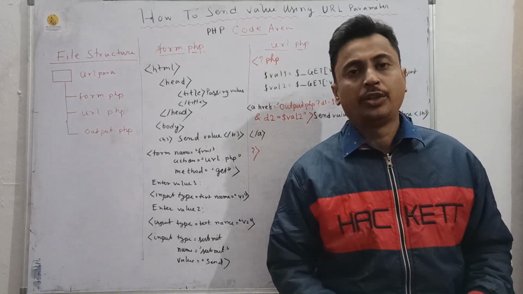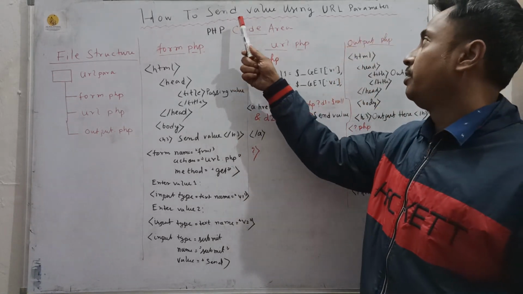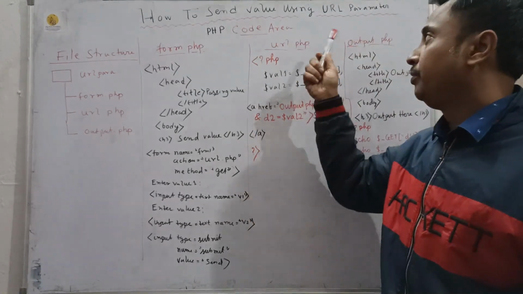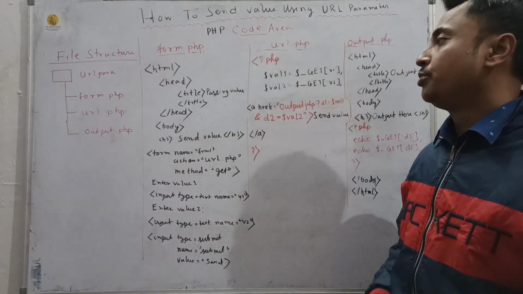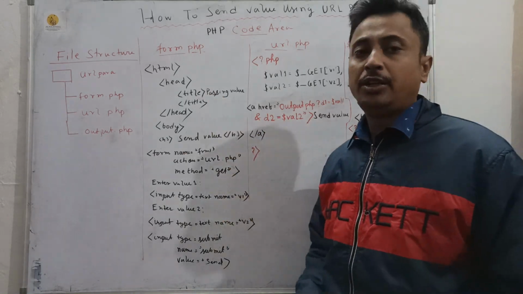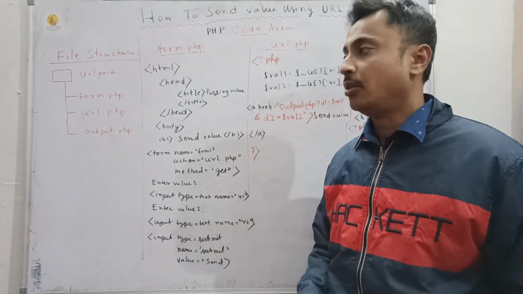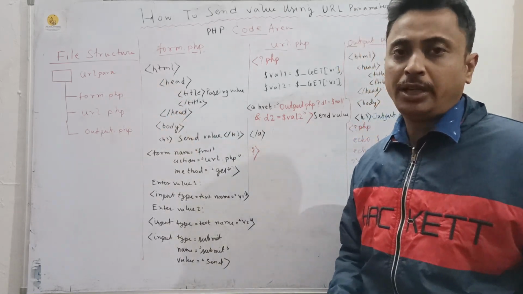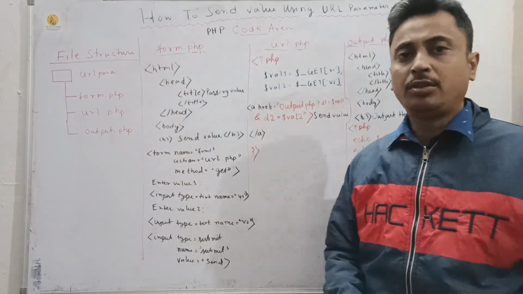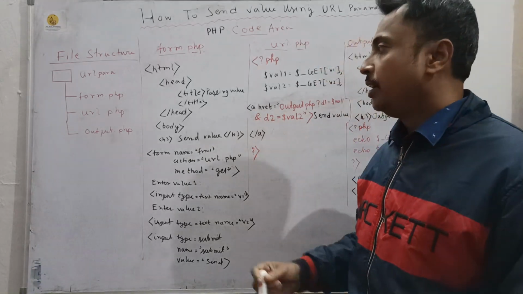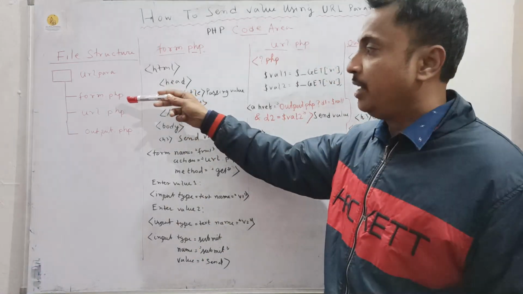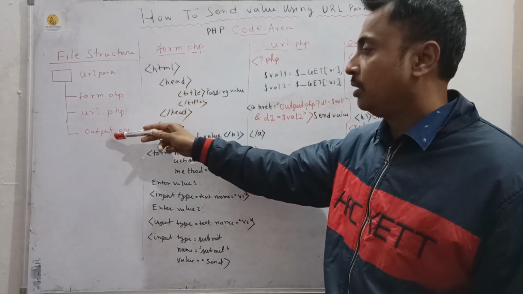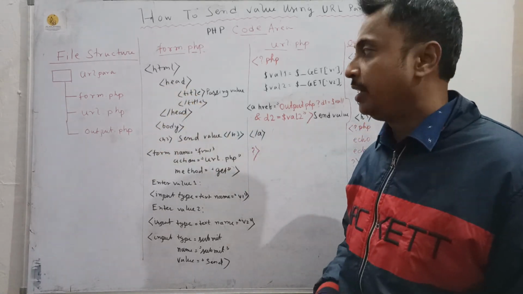In this tutorial, we are going to learn how to send value using URL parameter, right? For creating this project, you should create a folder in your XAMPP server htdocs. After creating the folder, you can open it using your VS Code editor. Then you create three files: form.php, url.php, and output.php, right?